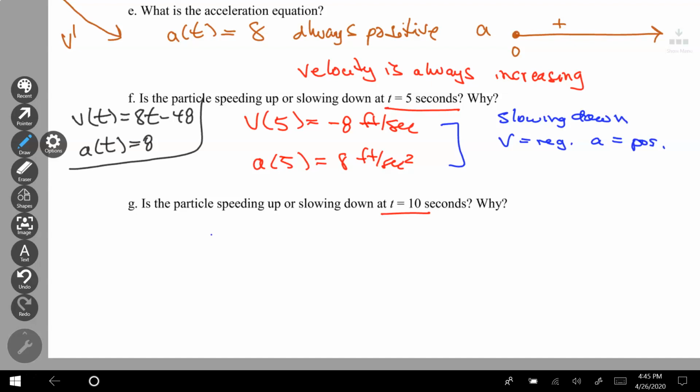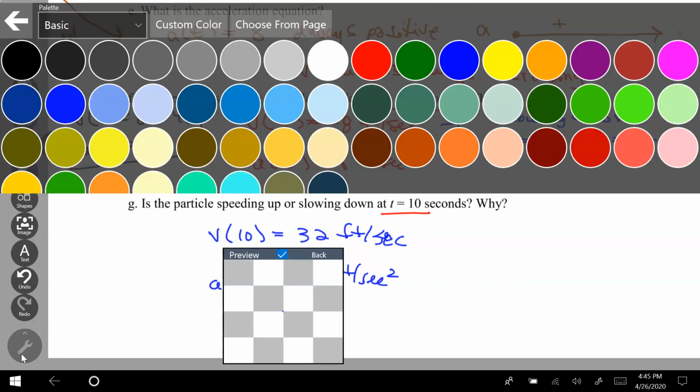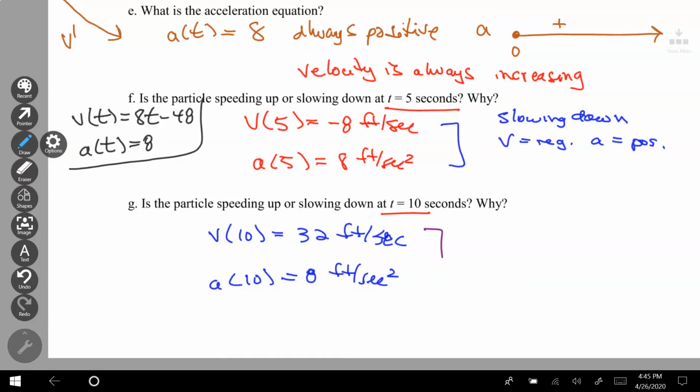Now when I do it at 10 seconds, v at 10 is equal to 32 feet per second. And my acceleration doesn't matter. It's always 8 feet per second squared. And it is speeding up, since both v and a equal positive.